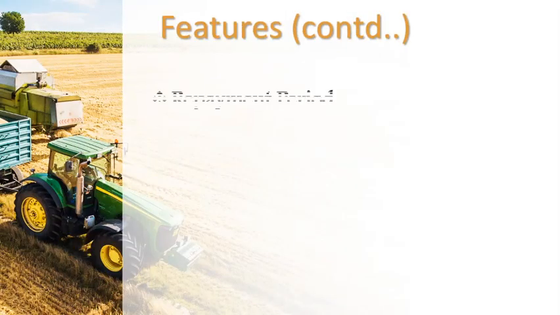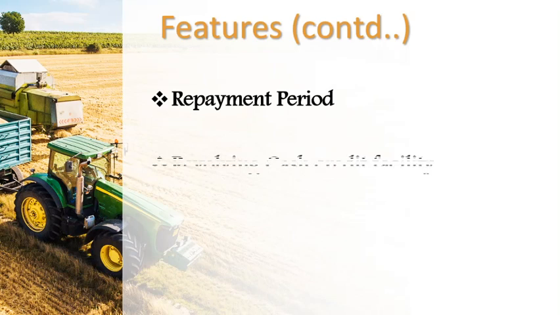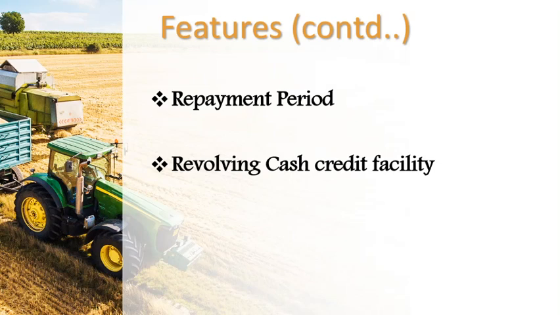Then if I continue with the features, the next one is based on repayment period. Normally this loan can be repayable within 12 months. The term loan component will normally be repayable within a period of 5 years, depending upon the type of investment the farmer has made. Then there is the revolving cash credit facility. The credit card facility will be revolving, like daily withdrawals of money, etc.